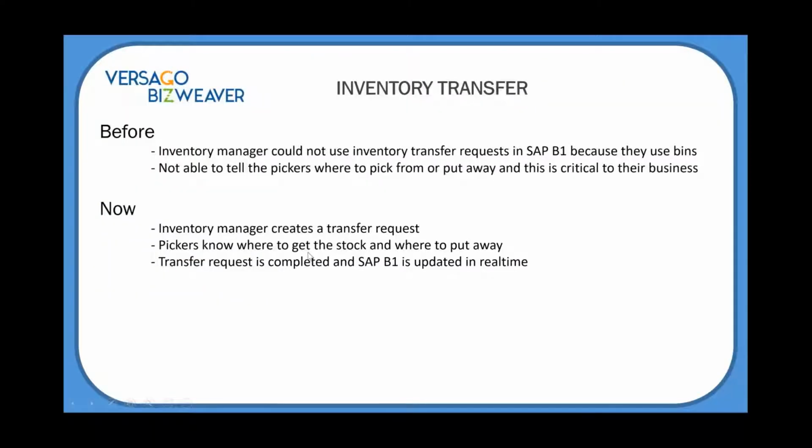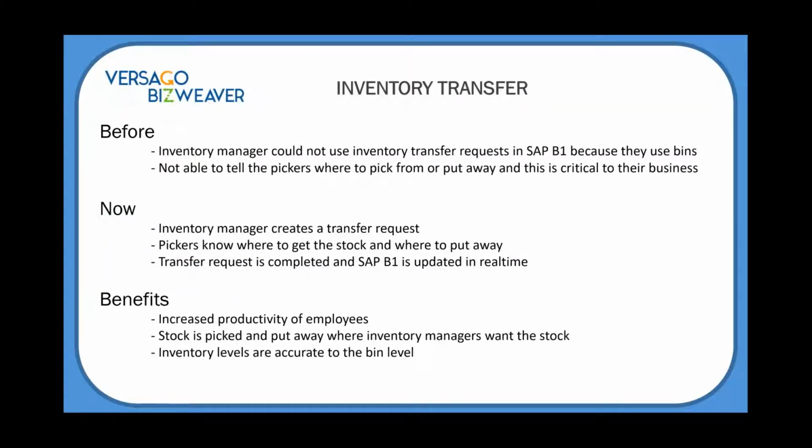So what this has allowed our users to do is really increase the productivity of the employees. Instead of having to use fields and then update information later, and having inventory that's not in real time because we didn't have the ability to perform this work, stock is now picked and put away to where the inventory managers want the stock to be picked from or placed into, and the inventory levels are accurate right to the bin level because this is happening in real time.